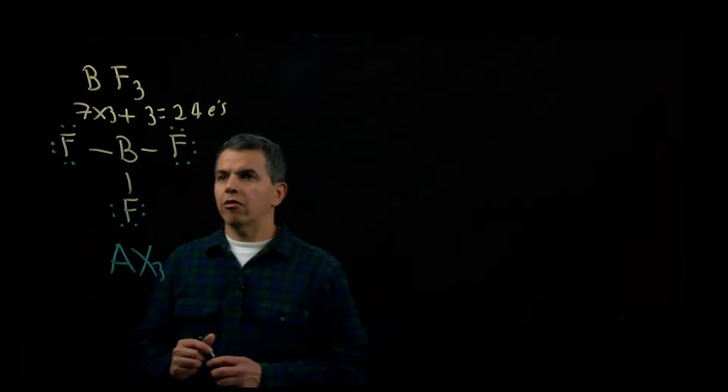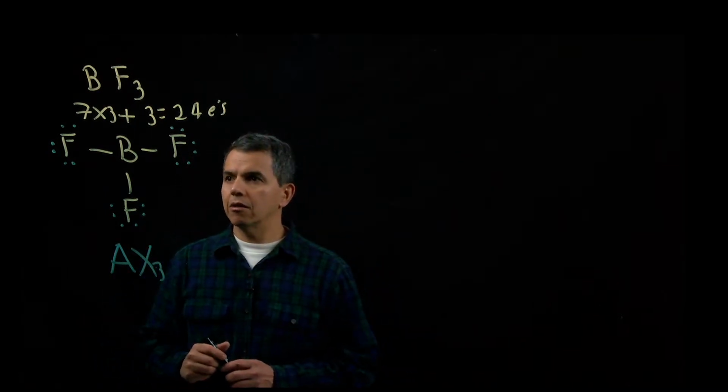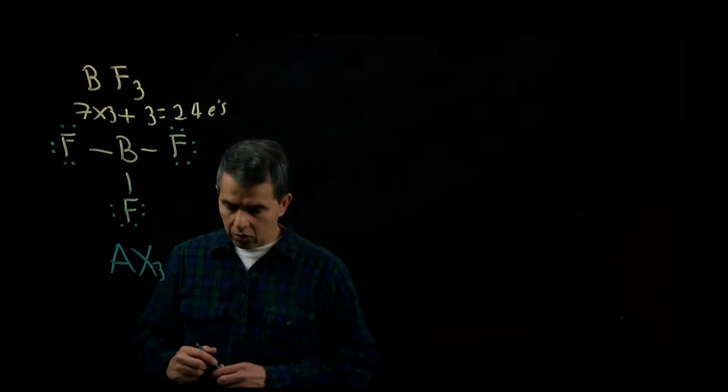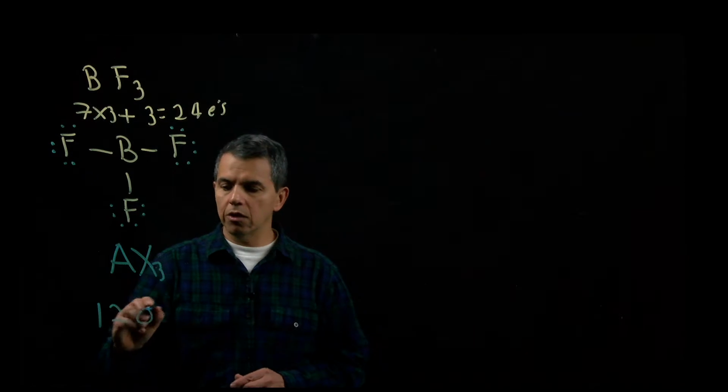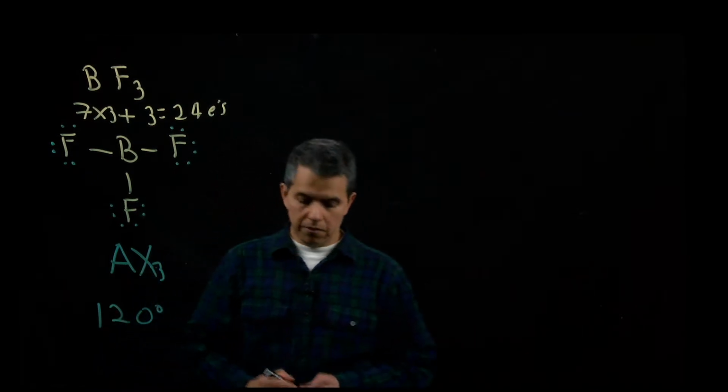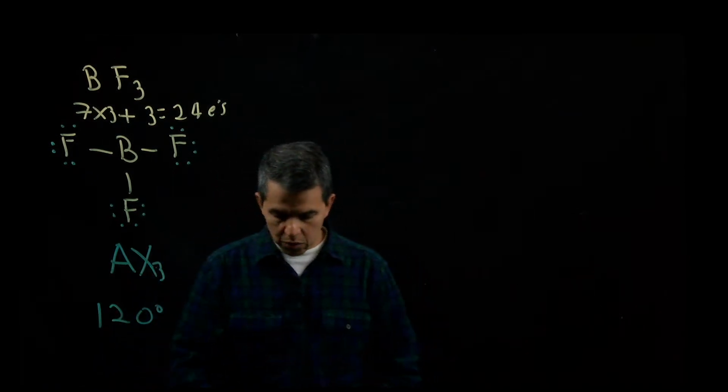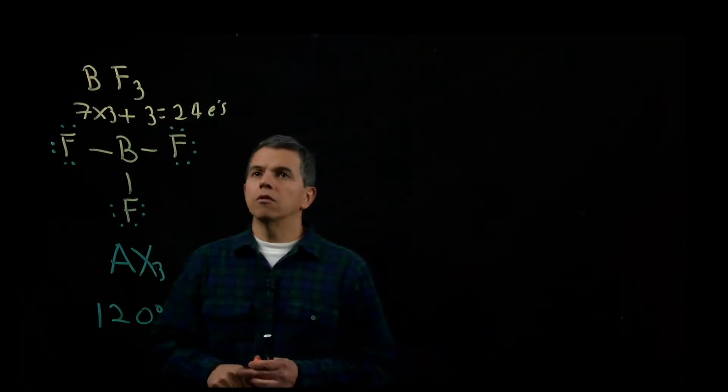And when we have an AX3 geometry, it's a trigonal planar shape. So that means that the angles that we're going to have between the bonds is going to be 120 degrees. Let's move on to BeF2.